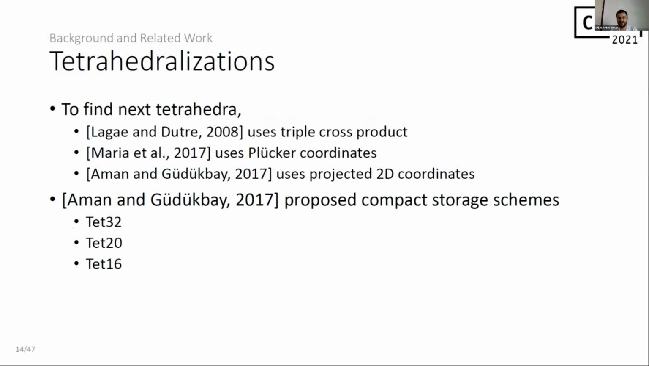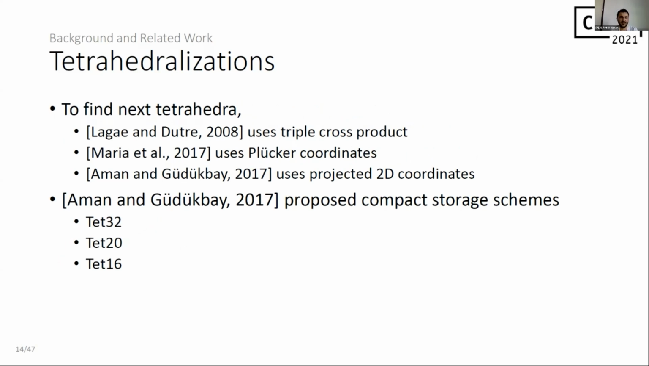In the tetrahedralizations, in order to find the next tetrahedra, there are several efficient methods. Lagae and Dutré use scalar cross products, and Maria et al. use Plücker coordinates. And in our previous paper, we used projected two-dimensional coordinates for fast traversal. And we also proposed some additional compact storage schemes where we try to compress the memory required for a single tetrahedron.